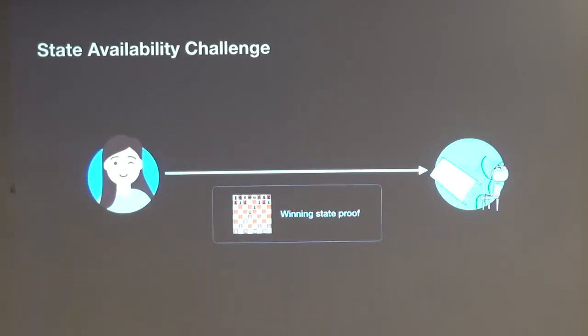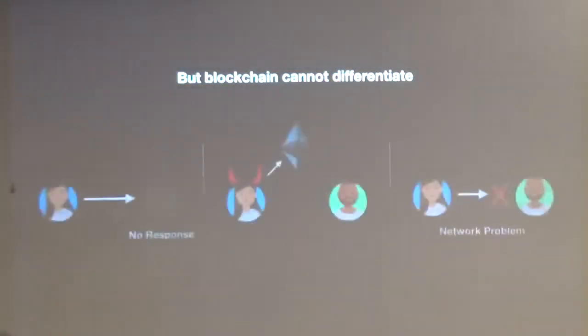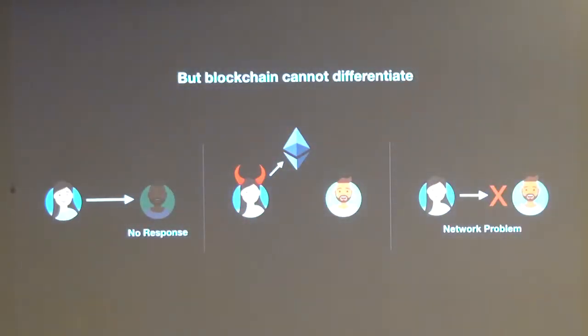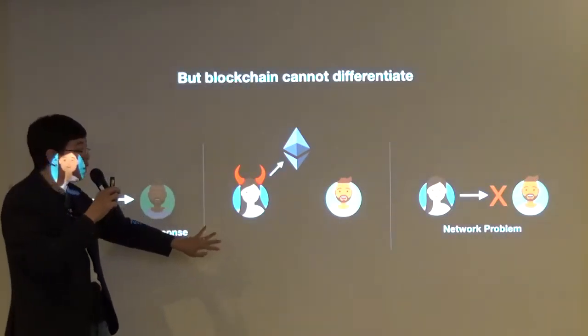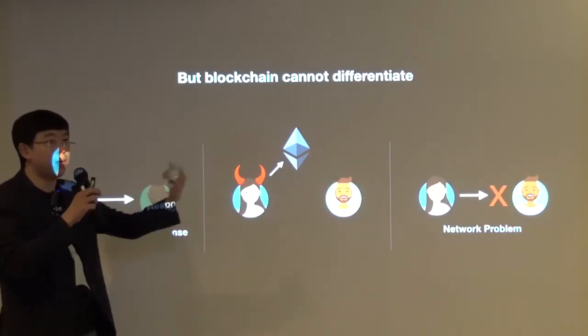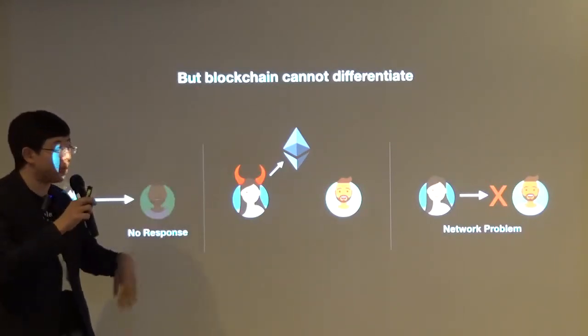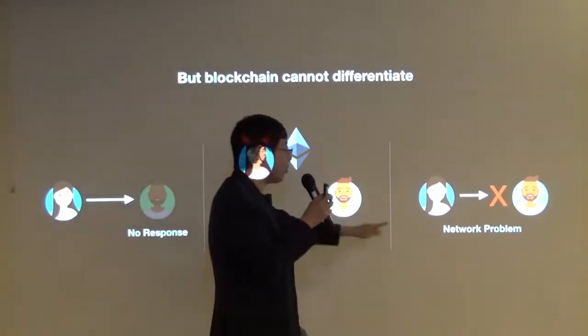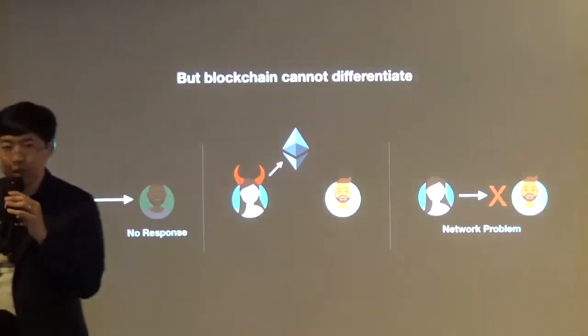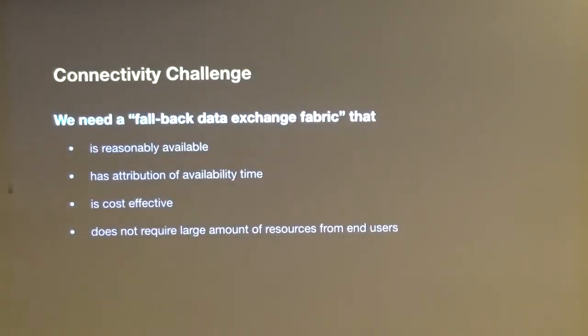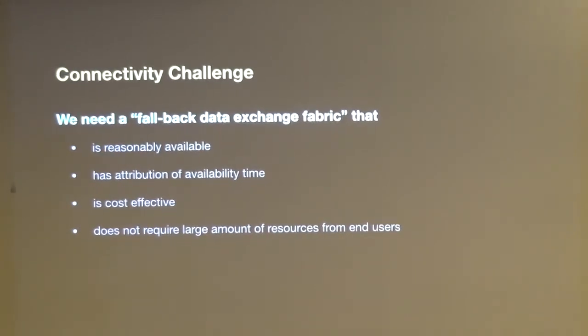Well, no. Because the blockchain cannot really differentiate between these three scenarios. The first is that Bob is really not responding. The second is that Alice is maliciously saying that, oh, Bob is not responding, but actually Bob is fully responding. And it can also be that it's none of their fault. It's just that the network connection between them is not available right now. So we need a fallback data exchange fabric that is reasonably available, has attribution of availability time, is extremely cost effective, and does not require a large amount of resources from the end users.